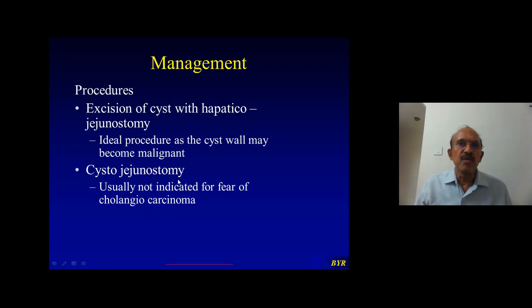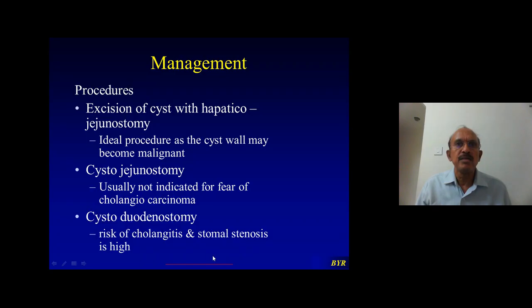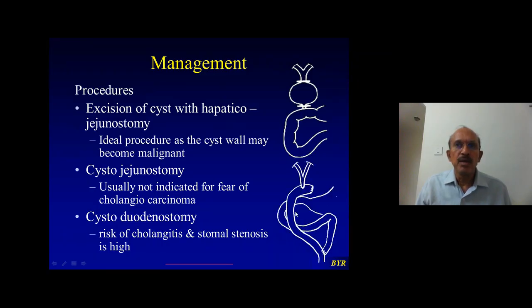This is usually not done for fear of cholangiocarcinoma, because the cyst wall, if it is left like that, can undergo malignant transformation and can get cholangiocarcinoma. Cystoduodenostomy means anastomosing the choledochal cyst to the duodenum. In this case, cholangitis and stomal stenosis are very high. So the ideal procedure is excision of the cyst with hepaticojejunostomy. So remove the cyst and do the hepaticojejunostomy.